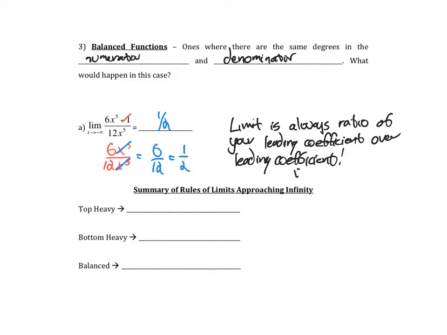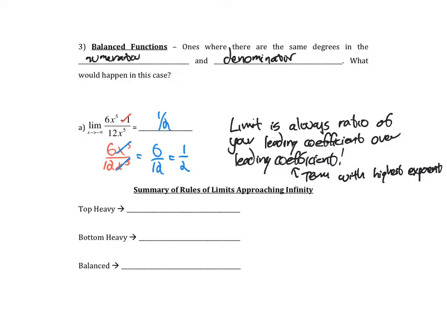Just a reminder, leading coefficient is the term with the highest degree. It may not always come first. So I could get tricky and put the leading coefficient at the end. So just watch out. It's the term with the highest exponent. In problem A, there was only one term that had an exponent in it, so you didn't have to worry about that.